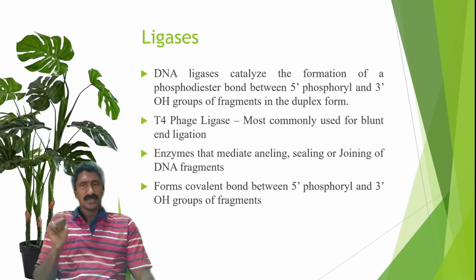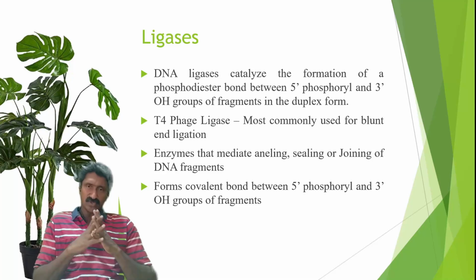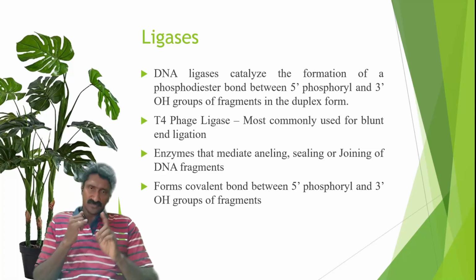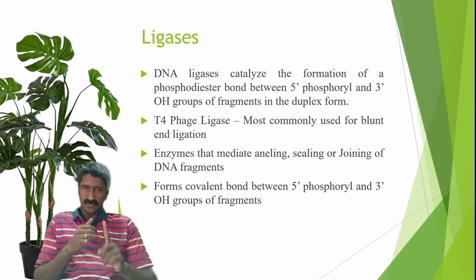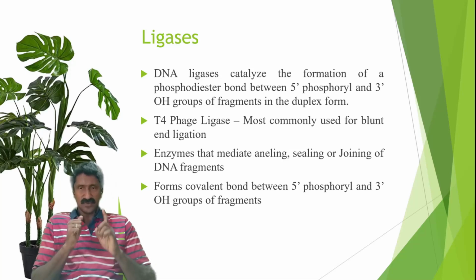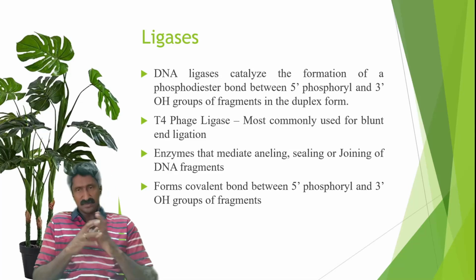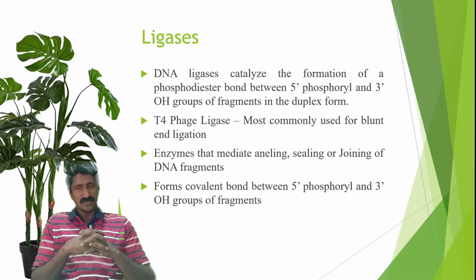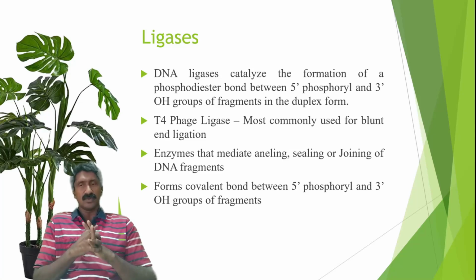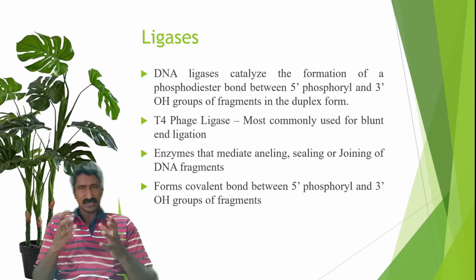Also, DNA ligases catalyze the formation of a phosphodiester bond between 5' phosphoryl and 3' OH groups of the fragments in the duplex form. T4 phage ligase is most commonly used for blunt end ligation. So that is the ligase used for blunt end ligation, T4 phage ligase. The enzyme mediating annealing, sealing, and joining of the DNA fragments is a ligase. It forms a covalent bond between the 5' phosphoryl and 3' OH groups of the fragments. So this is the role of the ligases.